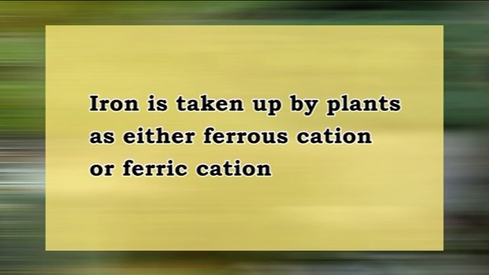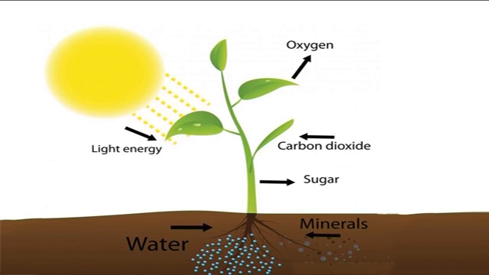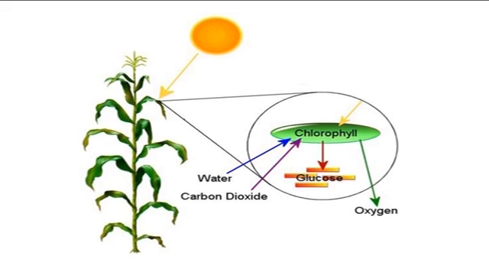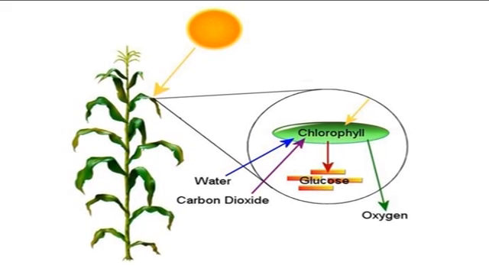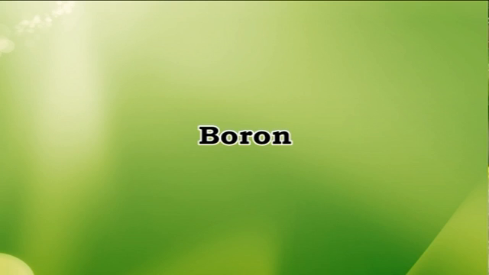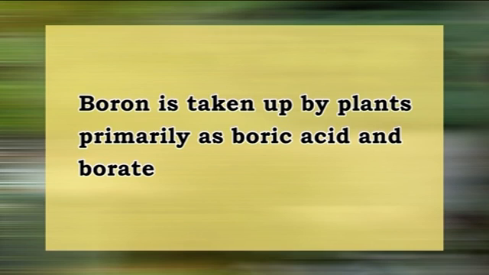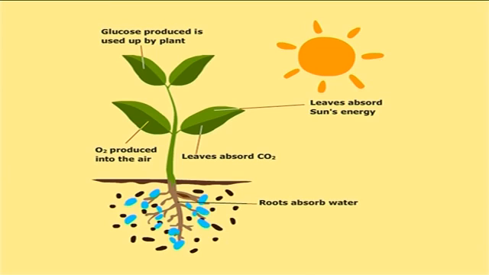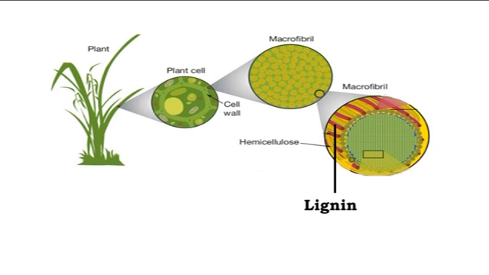Iron. Iron is taken up by plants as either ferrous cation or ferric cation. Iron is involved in photosynthesis, respiration, chlorophyll formation and many enzymatic reactions. Boron. Boron is taken up by plants primarily as boric acid and borate. Boron plays an important role in the movement and metabolism of sugars in the plant and synthesis of plant hormones and nucleic acids. It also functions in lignin formation of cell walls.